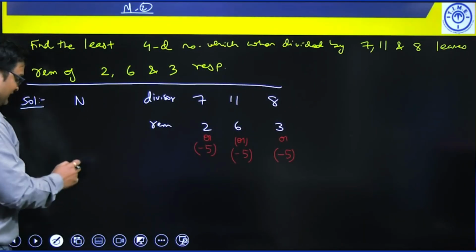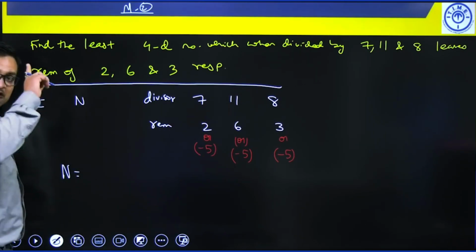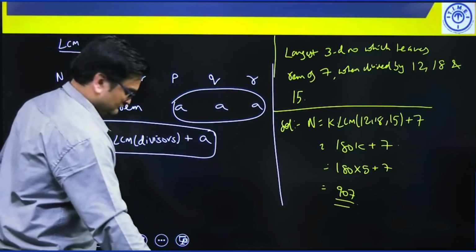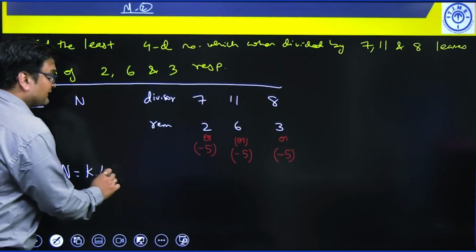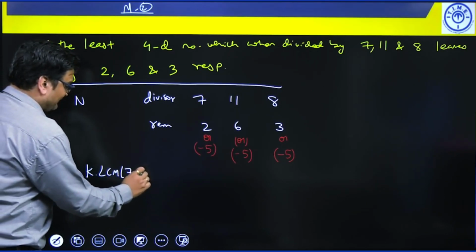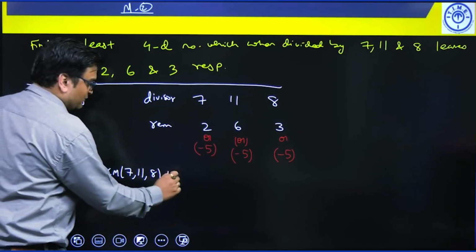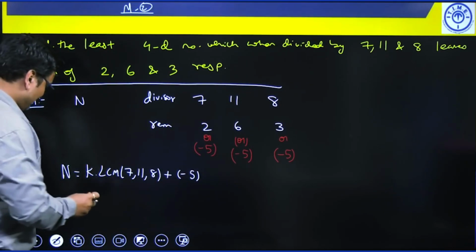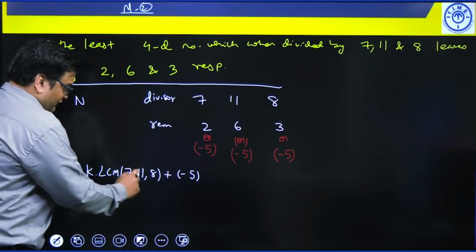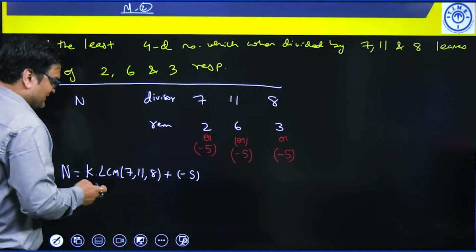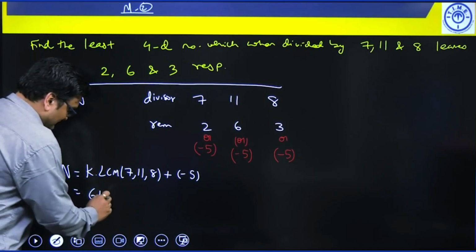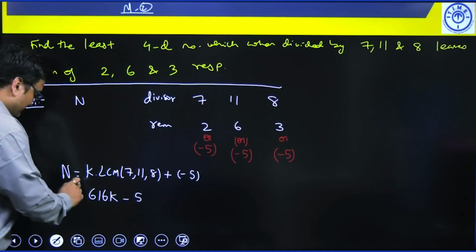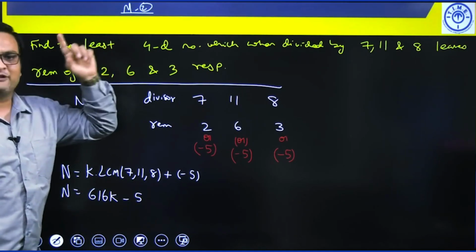So how do we write the value of n here? I am using the model 1 formula: n equals k into the LCM of the divisors plus the common remainder, which is minus 5, not 2 or 6 or 3. The LCM of 7 and 8 is 56, and 56 and 11 gives 616. So n equals 616k minus 5. And what do we want? n to be the least 4-digit number.